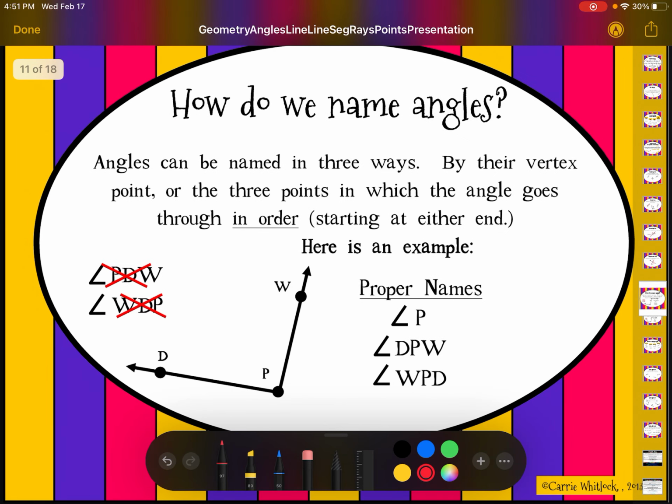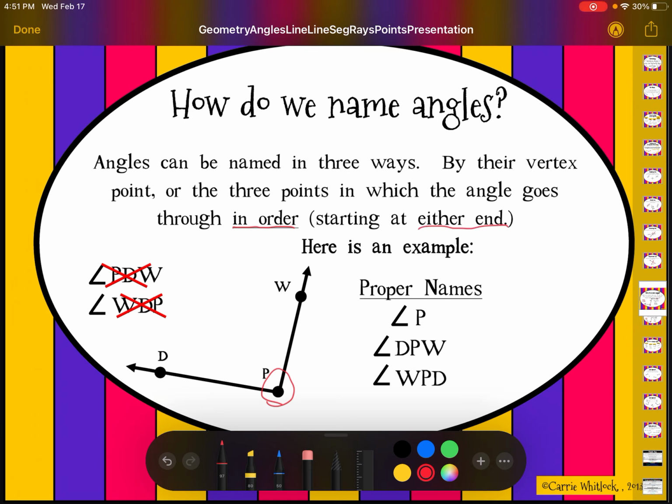Now, how do we name angles? We've talked about naming lines, line segments, and rays, but now let's name the angles. Angles can be named in three ways: by their vertex, which is that middle point right there, or by the 3 points the angle goes through in order. Okay, so that's kind of key, starting at either end.